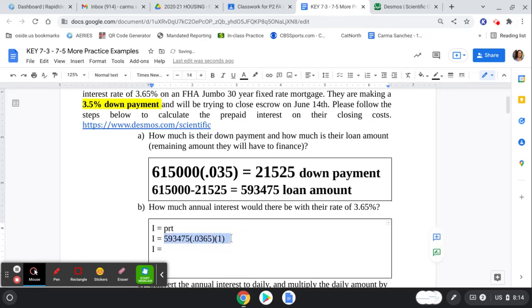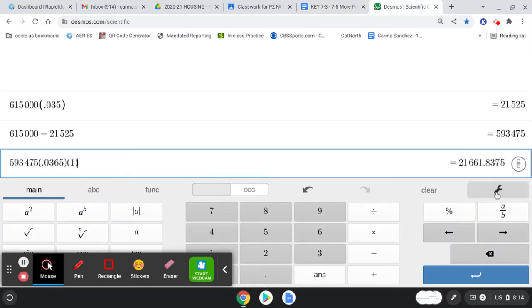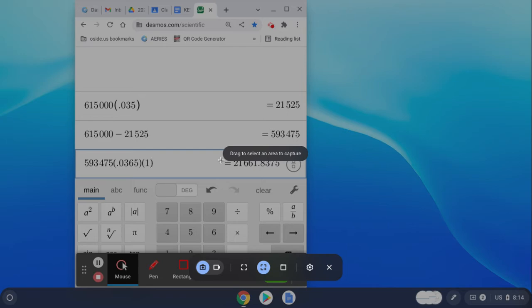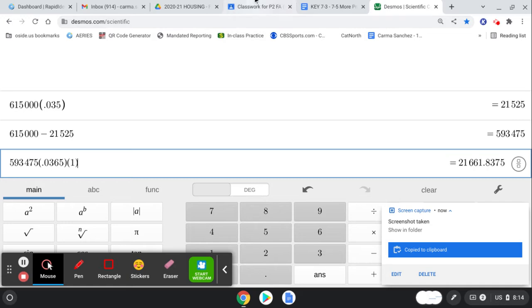I'm going to try copying and pasting it and see if Desmos will let me. You know how Desmos doesn't usually like that. Okay, 21,661. What do you think? Is that a lot of interest or a little interest? Well, hey, that's 21 grand, you guys. So that's how much you're paying for the year for this one.